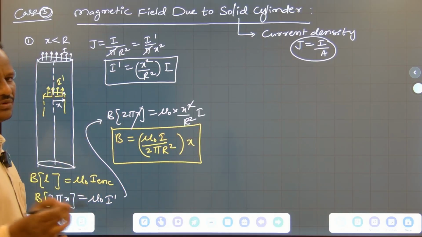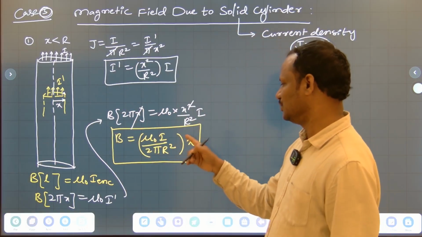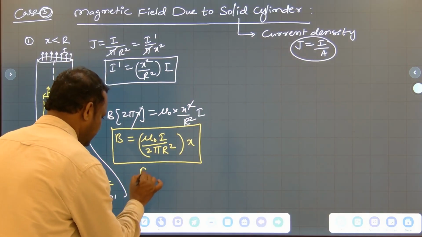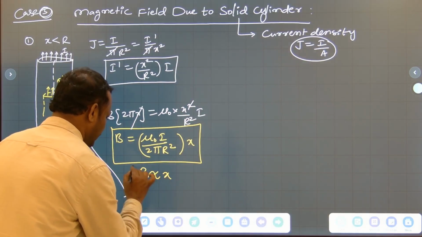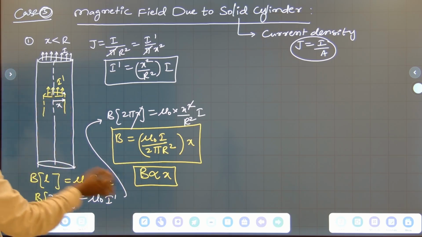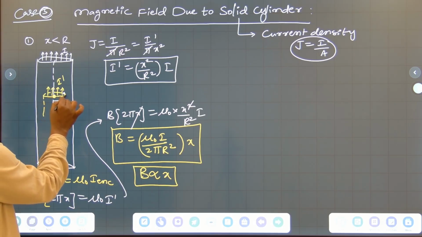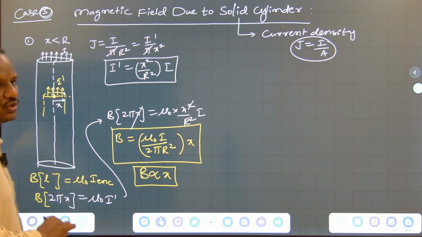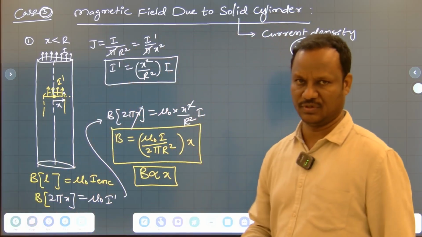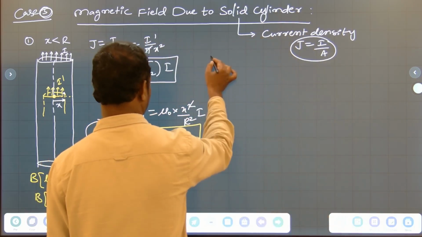Many questions, PYQs, come from this at all levels. B is equal to mu naught I by 2 pi R square into X, which means B is directly proportional to X. From the axis, if X equals 0, the magnetic field is 0. Gradually, moving away from the axis towards the surface, the field is maximum at the surface.